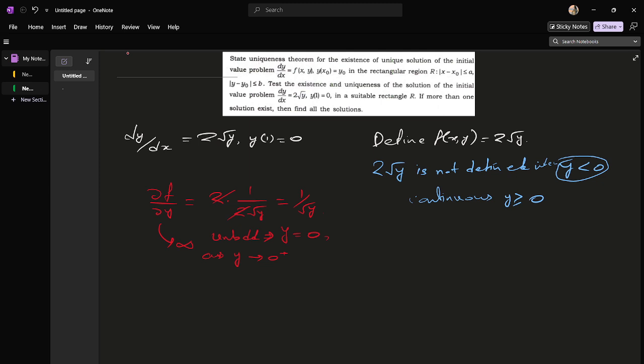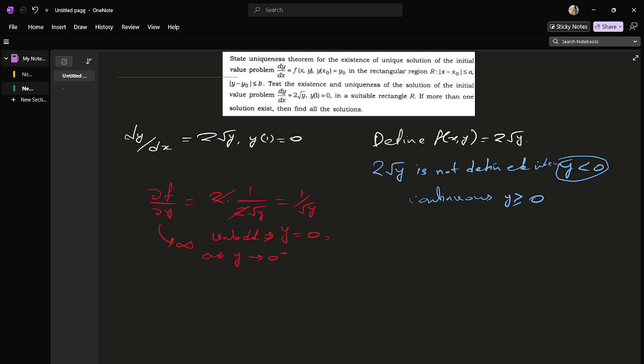Now, the conclusion for existence and uniqueness. The function f(x, y) satisfies the continuity condition, so existence of a solution is guaranteed. However, since the Lipschitz condition is violated near y = 0, uniqueness is not guaranteed. This suggests there may be multiple solutions to the initial value problem. So now we have to solve the differential equation, which is separable.